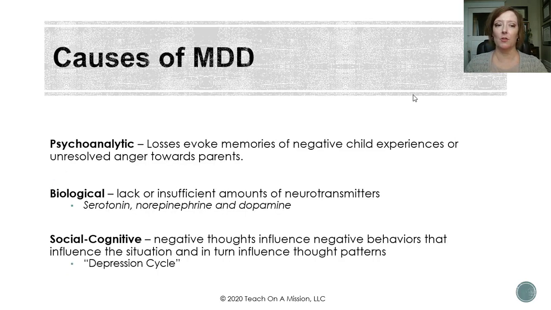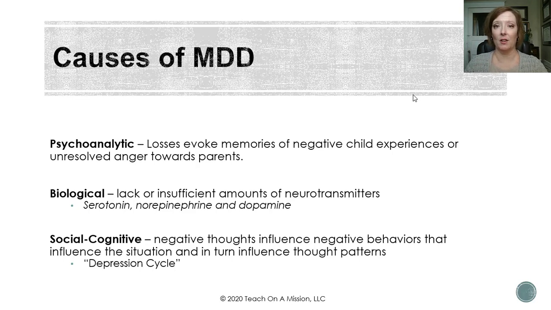Causes of major depressive disorder from different perspectives. First, the psychoanalytic perspective. This perspective states that losses evoke memories of negative child experiences or unresolved anger towards their parents. From a biological perspective, there is either a lack of or insufficient amounts of neurotransmitters, including serotonin, norepinephrine, and dopamine. And from a social cognitive perspective, there are negative thoughts that influence negative behaviors, and those influence the situation and in turn influence thought patterns.